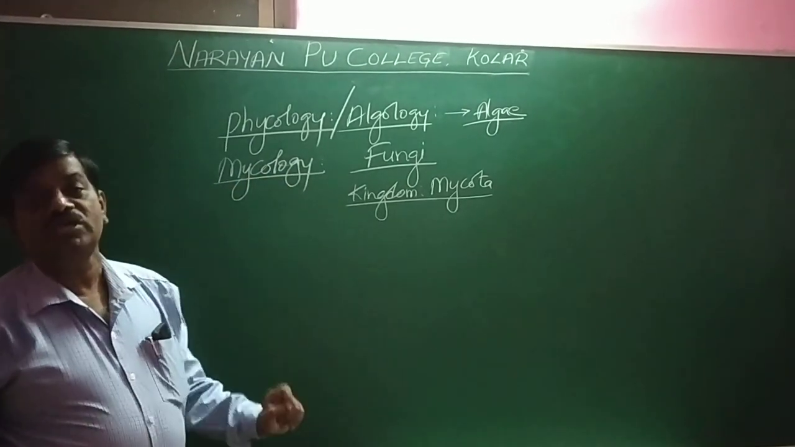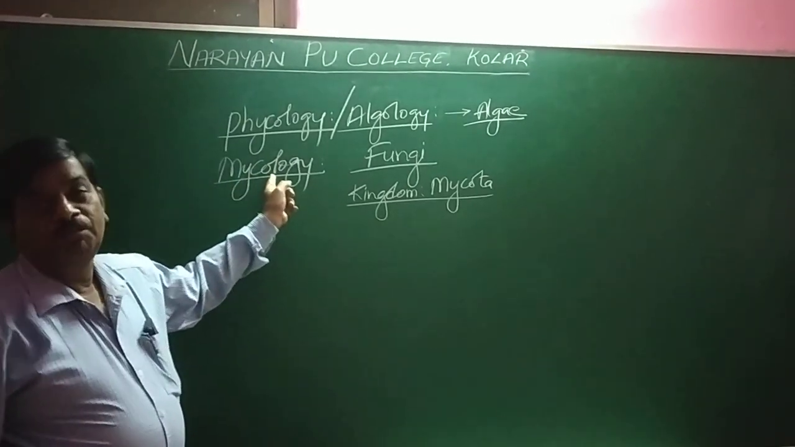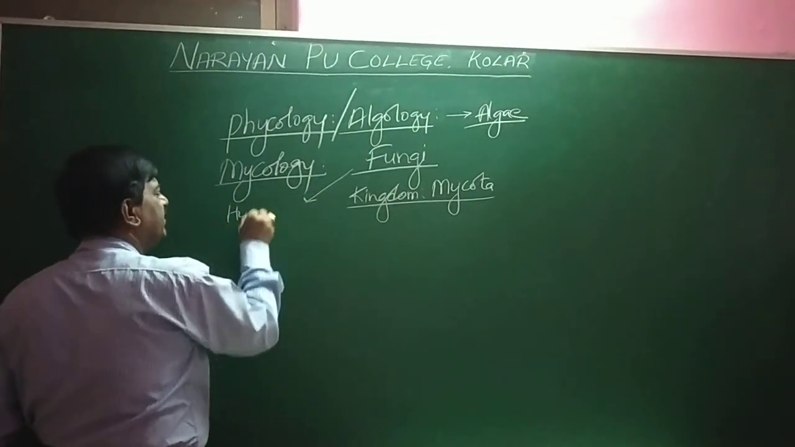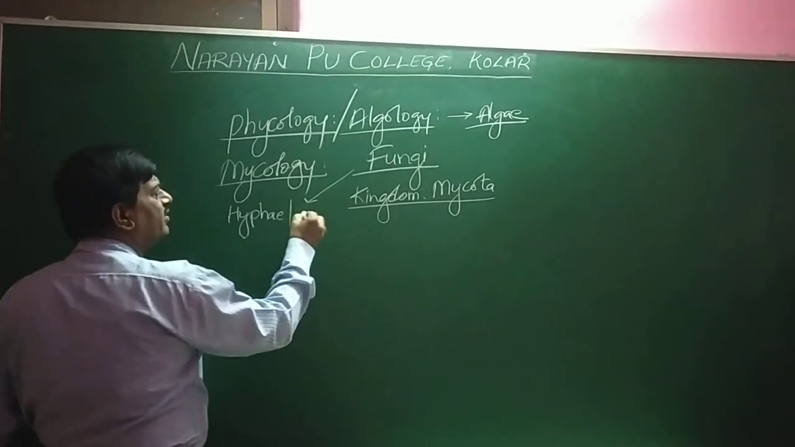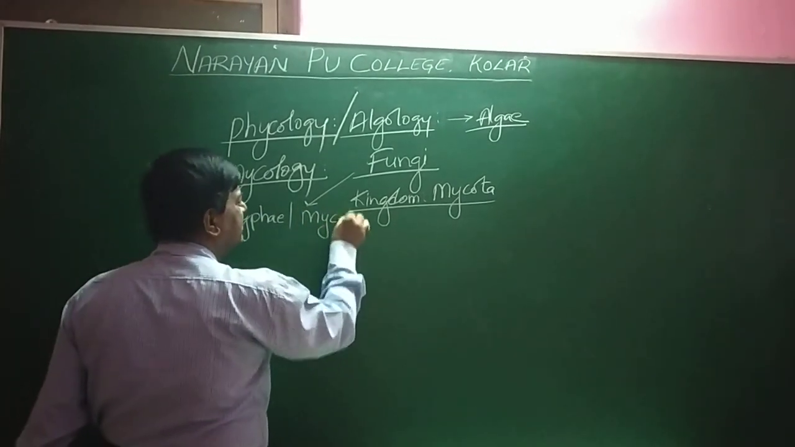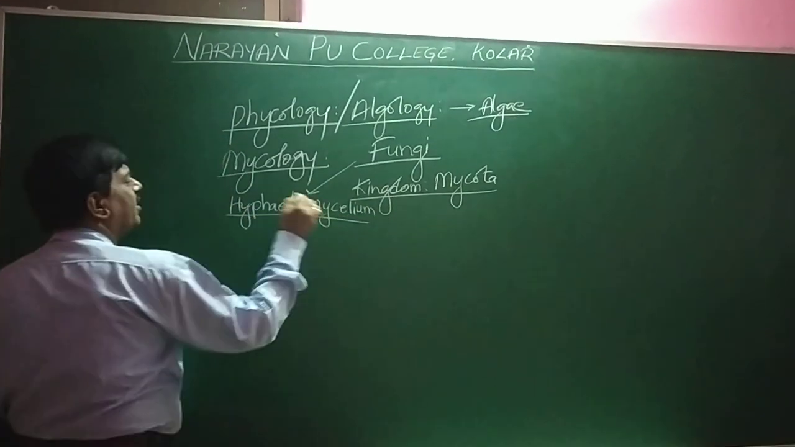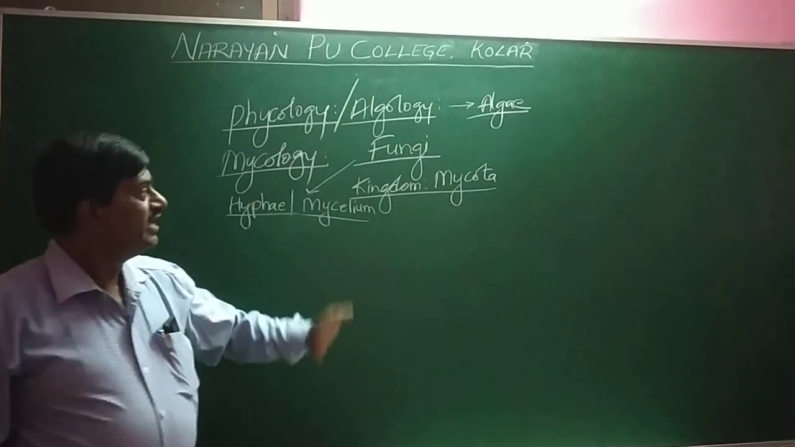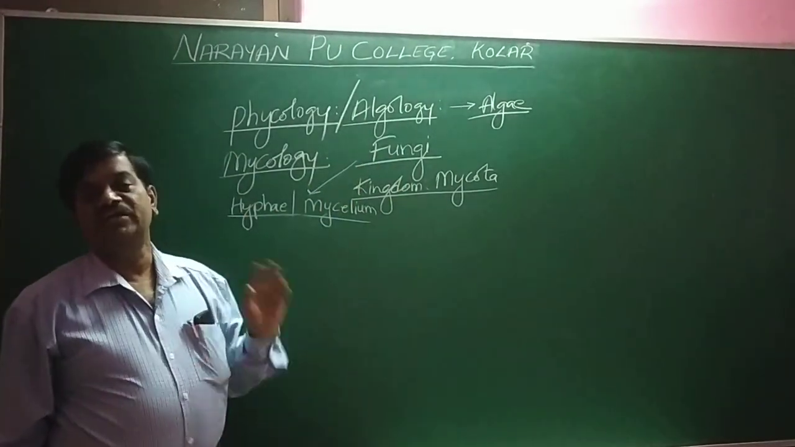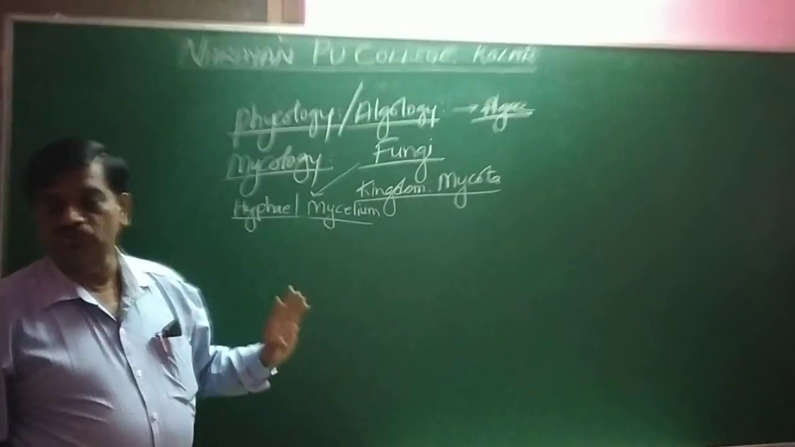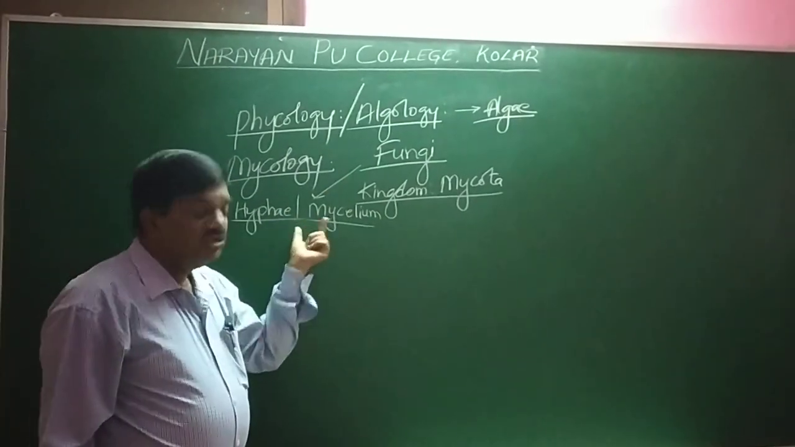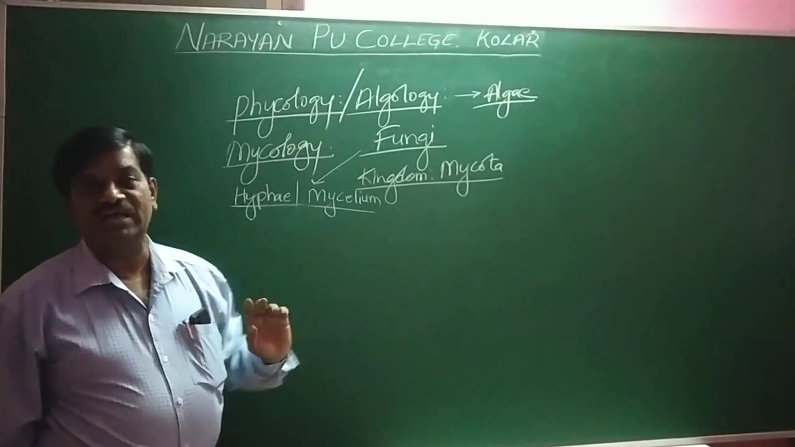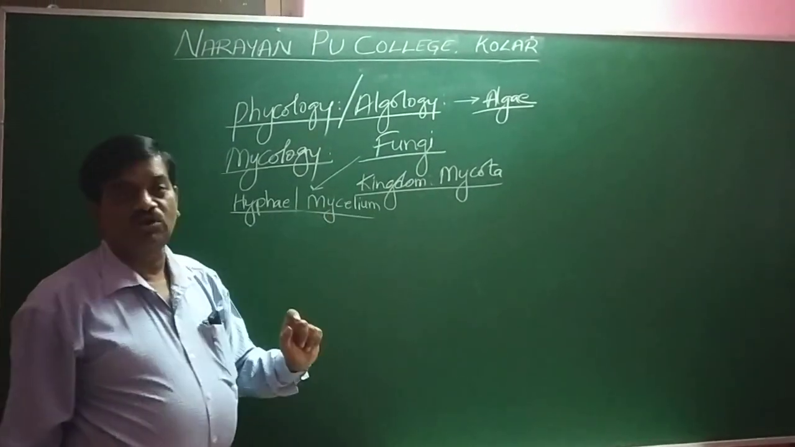Here the plant body of a fungus is called hyphae, or even it may be called mycelium. Mycelium or hyphae. In this also we have different types of fungi. Again, fungi are classified based on nutrition also. For example, there is a unicellular fungus called yeast. Yeast is called Saccharomyces. That Saccharomyces is a unicellular fungus.